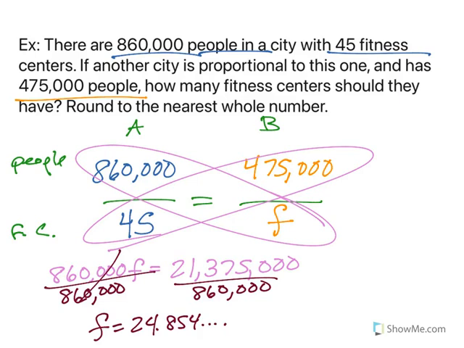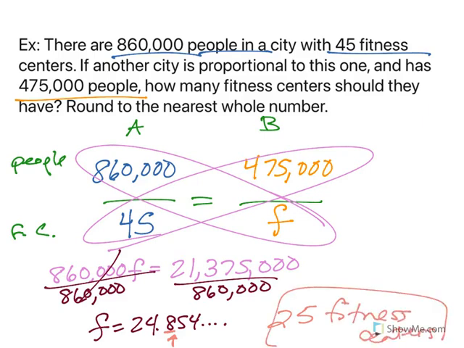If we're rounding to the nearest whole number, I'm going to look at the 8. 8 tells me to round up. So this is the same as 25 fitness centers. So if these two cities were proportional, the second city with 475,000 people should have 25 fitness centers.